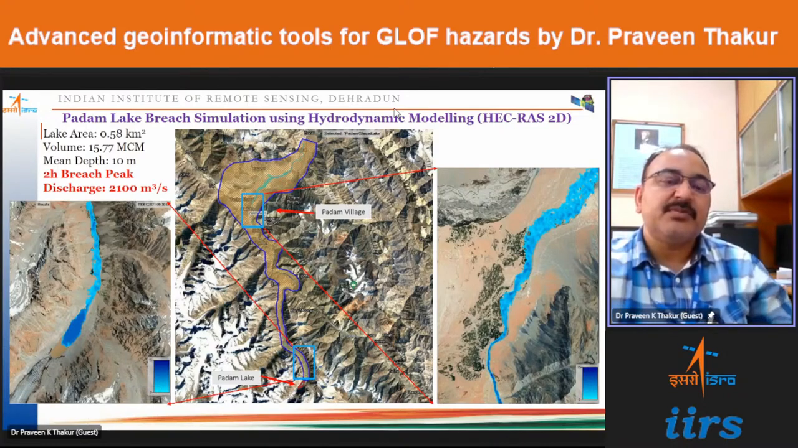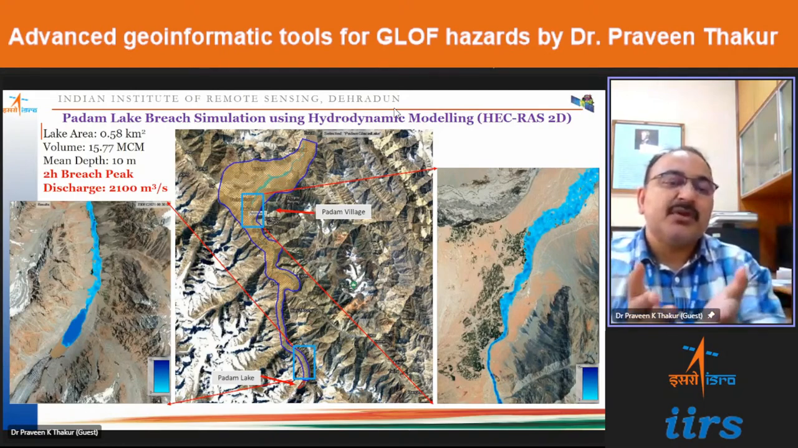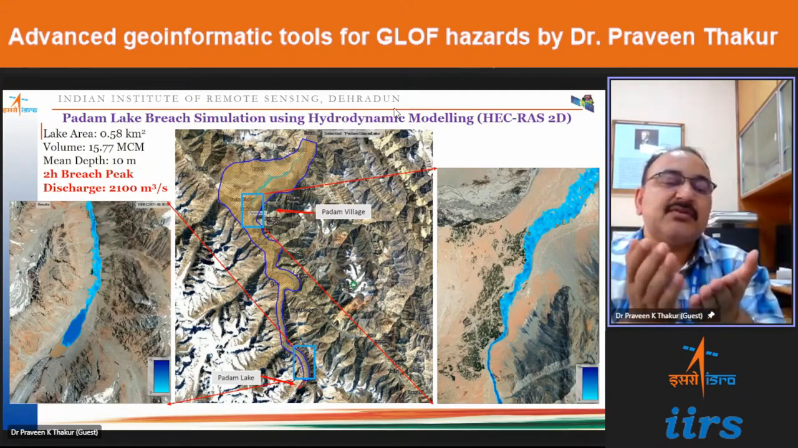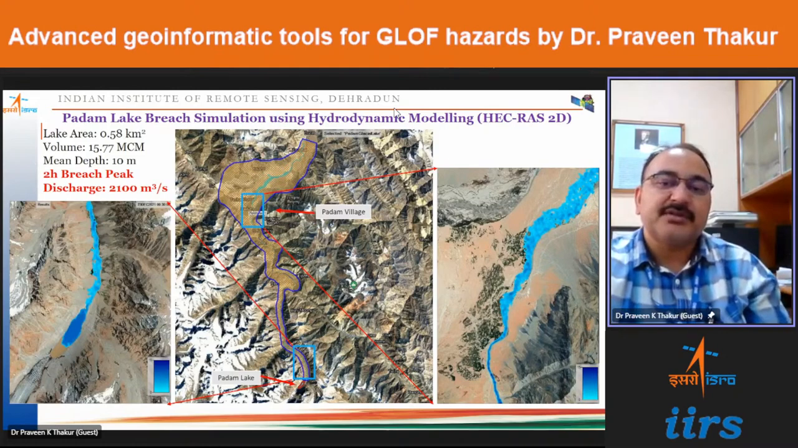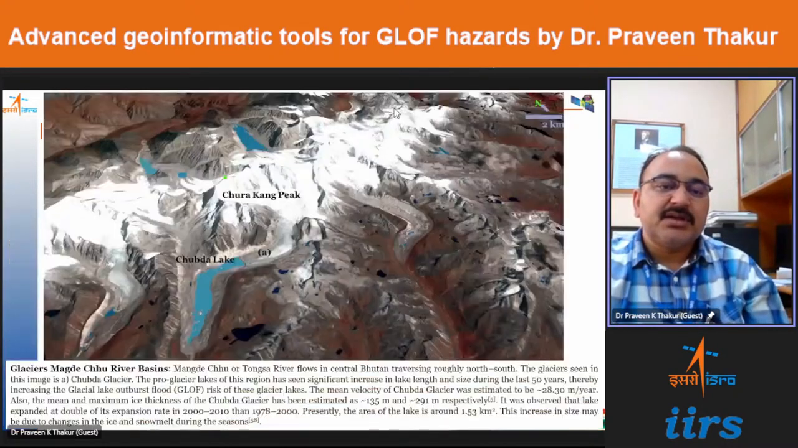So it will depend upon how much is the breach of the glacier lake. If it is going up to bottom, then the entire lake will drain, damage will be more, and peak discharge will be more. If it is only a partial breach, then maybe only half of the lake is breaching. This is the Chukda Lake in the Bhutan region, which has shown a substantial increase in its size in the last 30-40 years, and it is 1.53 square kilometers as of now.